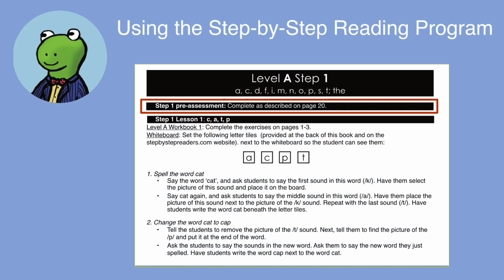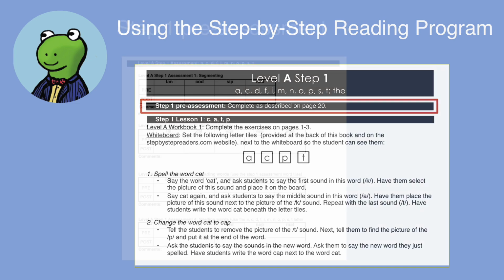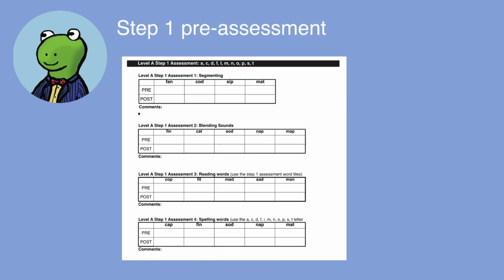The curriculum book tells you that the first task for this step is to complete a pre-assessment, also found in the curriculum book. Notice that this assessment has 4 parts. The first 2 parts are oral assessments that gauge how well a student is able to identify the sounds in words. First, the student is asked to say the individual sounds in a word. For example, the teacher would say the word fan and ask the student to say the sounds in this word.